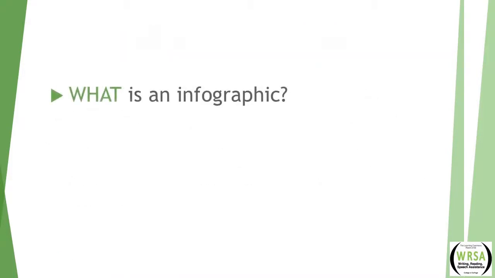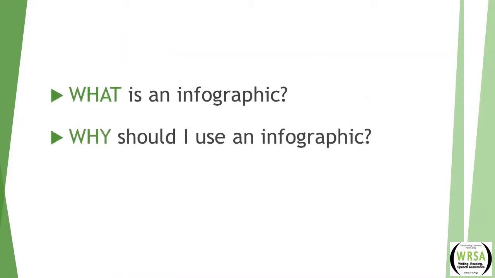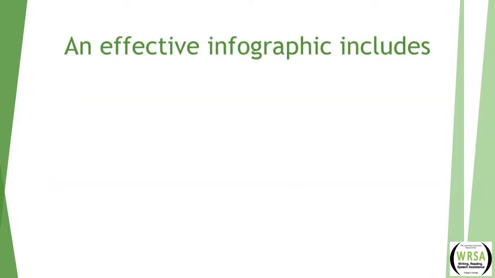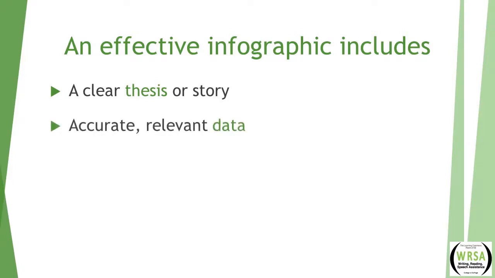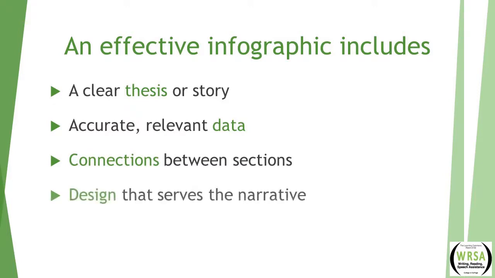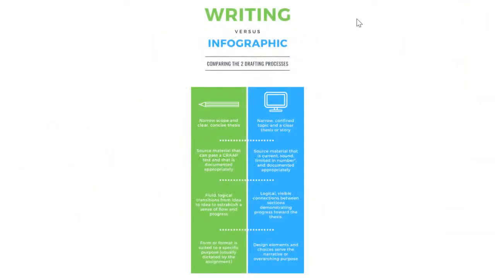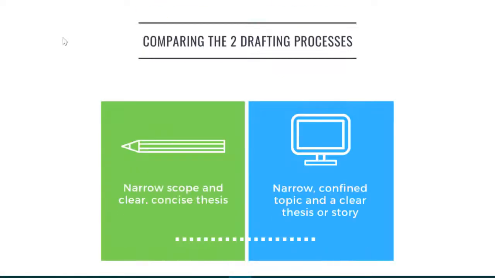We know now what an infographic is. We also know why it is an effective form of communicating information and data. But what makes an infographic effective in and of itself? An effective infographic includes a clear thesis or story, accurate, relevant data, connections between sections, and design that serves the narrative. If this sounds a lot like the writing process, that's because it is. Drafting an essay and creating an infographic, as you can see here in this infographic, are very similar.